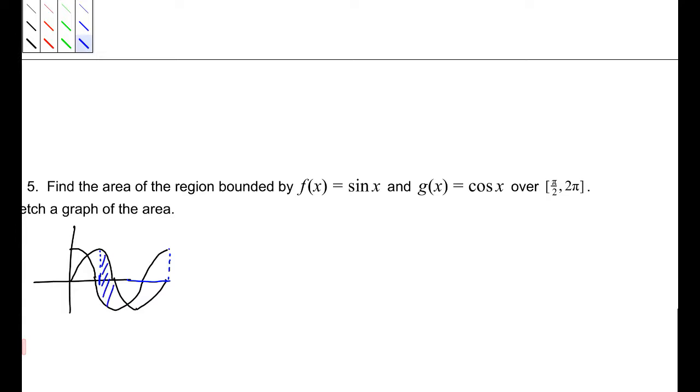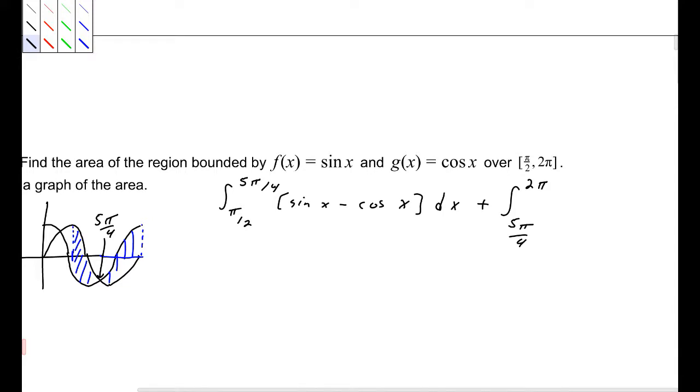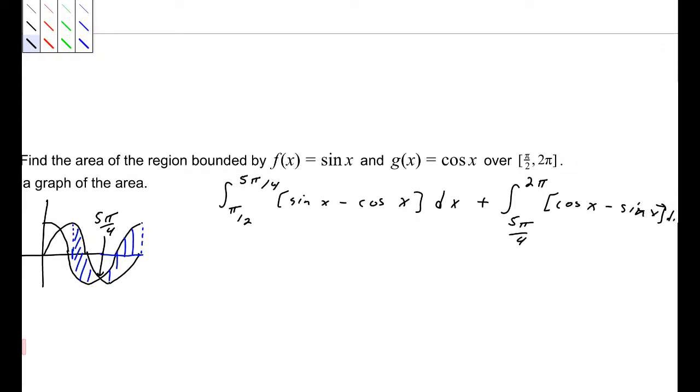So we need a couple of regions. So this is going to be the integral of pi over 2 to, in this case, 5 pi over 4 is where those two intersect, of, and that would be sine minus cosine dx plus 5 pi over 4 to 2 pi of, in that case, we have cosine is above, so cosine minus sine x dx. Okay, now these integrals are going to be the same as before, they're just going to be evaluated differently.